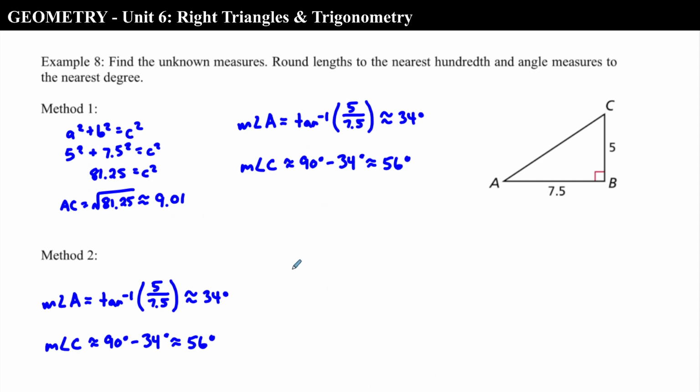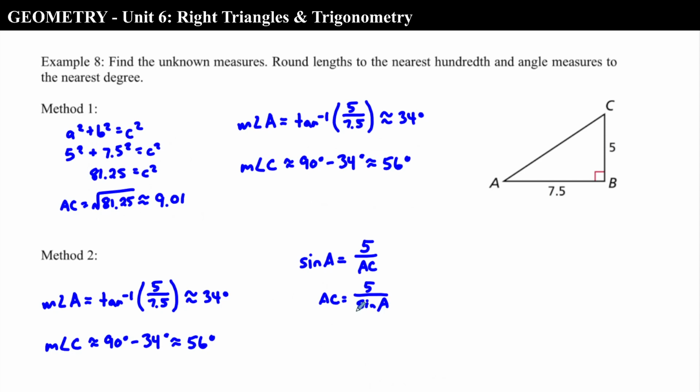So we know that the sine of A is equal to 5 over AC, because we have opposite over hypotenuse. Well, we know that we can rearrange this for AC. So 5 over sine of A.